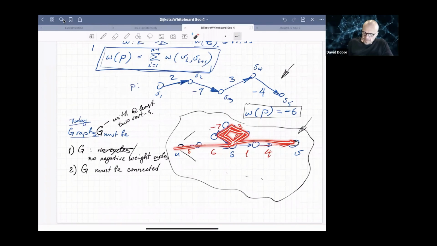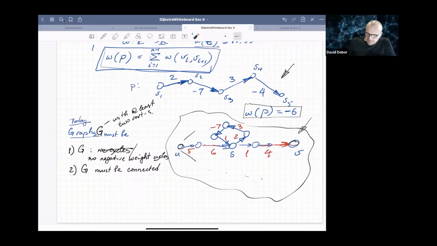Do people see this? Or at the cost of 13, if I traverse this cycle 3 times and then go to V. So I can diminish this cost as much as I'd like by traversing this cycle as many times as I need.